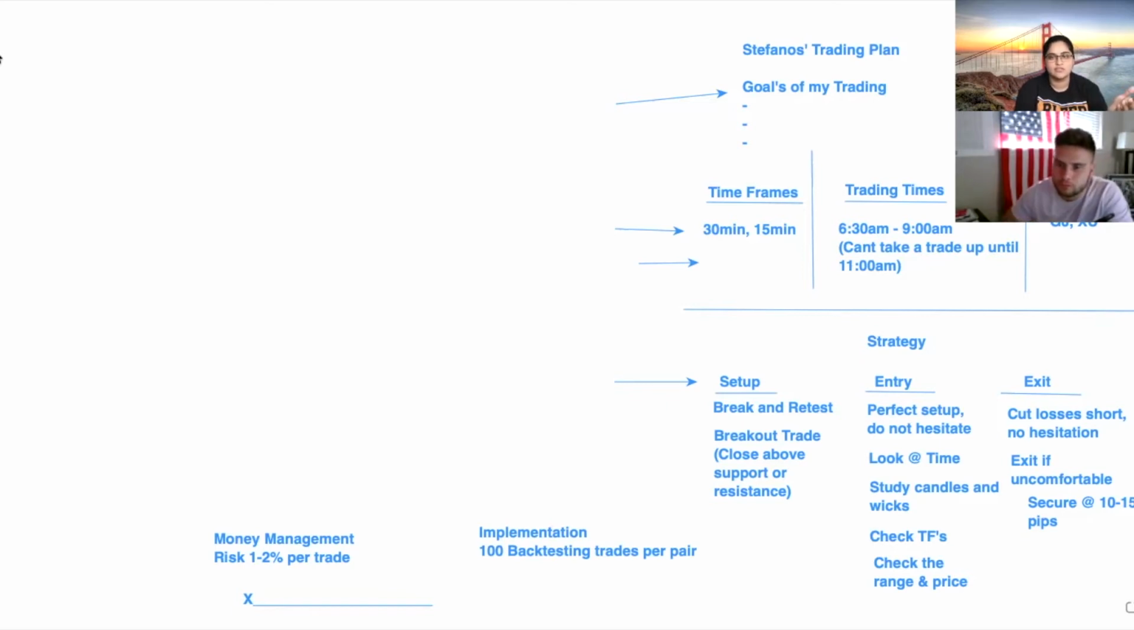And that's the same exact thing with the trading plan. You're not going to look at it every single day. Eventually you're going to get to the point where you're like, okay, I know what I'm looking for.